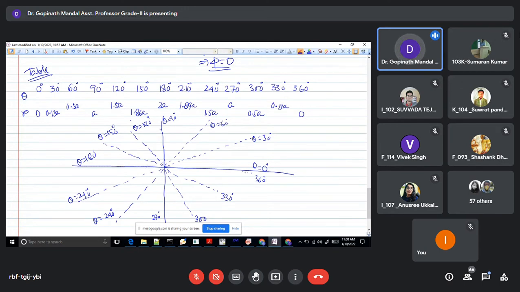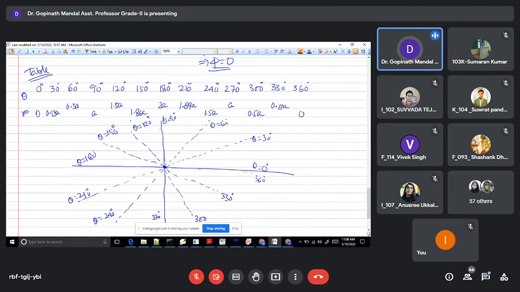Now put the value. At theta equal to 0, this line, r will be equal to 0. That means r will be here. Okay.